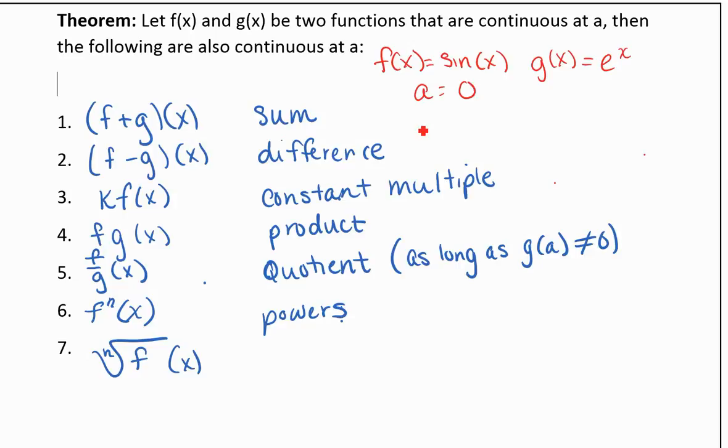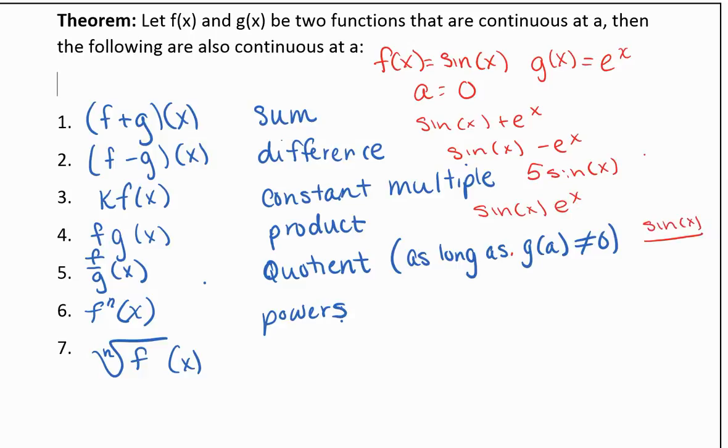So what we're saying is if we have this new function, sine of x plus e to the x, that function would have to be continuous at 0. If we had sine of x minus e to the x, it would be continuous. If we took any number times either sine or e to the x, so we could take something like 5 sine of x, and that would still be continuous at 0. Sine of x times e to the x would still be continuous. Sine of x divided by e to the x.